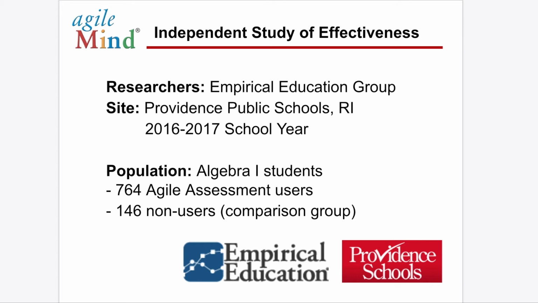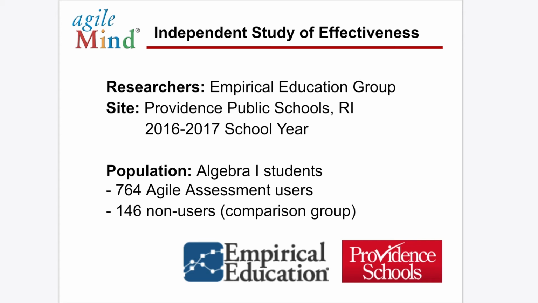Empirical Education, an independent research group, studied the effectiveness of AgileMind's Agile assessment in Providence Public Schools, Rhode Island, during the 2016-17 school year. This study focused on students enrolled in Algebra 1 and examined the impact of Agile assessment usage on student performance, as measured by the Park Algebra 1 assessment. The study compared achievement for students in two groups.